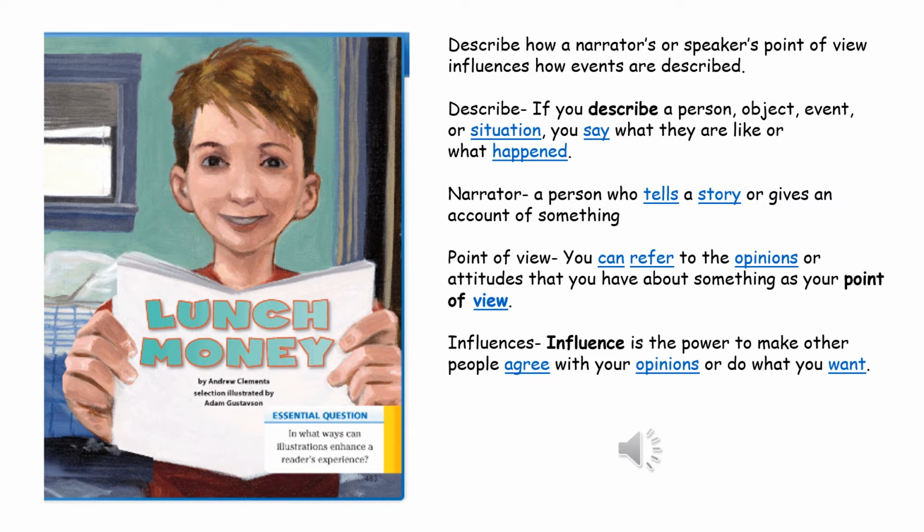Influence means the power to make other people agree with your opinion or what you want. What is it that the narrator wants in the story? What is their opinion? Do you agree with their opinion? This is what we'll do as we read the story Lunch Money.